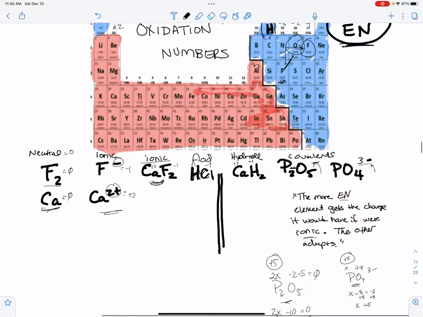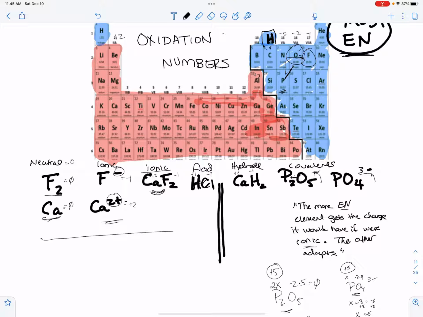So that is your review on oxidation numbers. Remember, neutral, ionic stuff is the same as charges, acids, all that. Hydrides are a little weird, but they still kind of are like ionic stuff. The only part you need to really think about, and it's not even stressing, is when you're looking at covalent compounds, again, the most electronegative gets the charge it would want to have if it were ionic. And then the other one adapts. It adapts to equal the charge if it has a charge, or zero if it's neutral. That's what it adapts to.